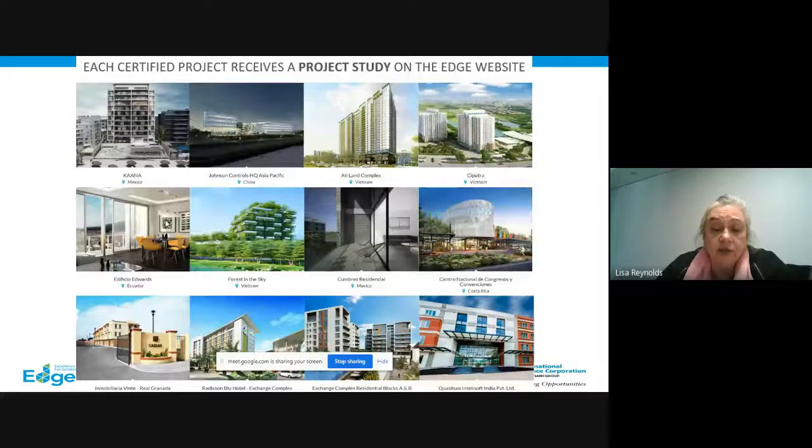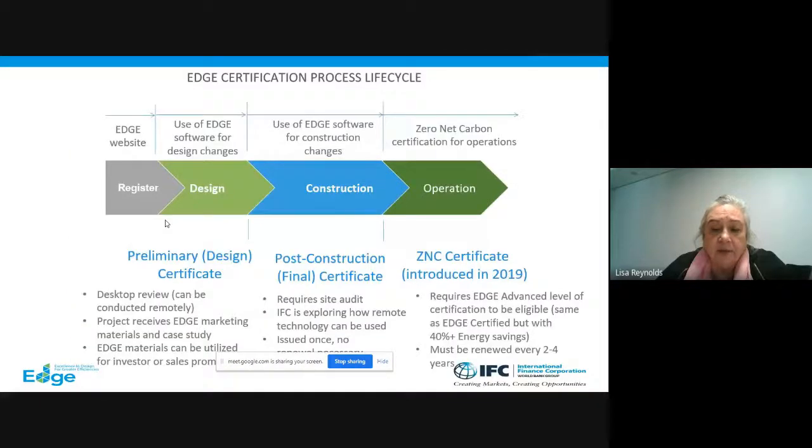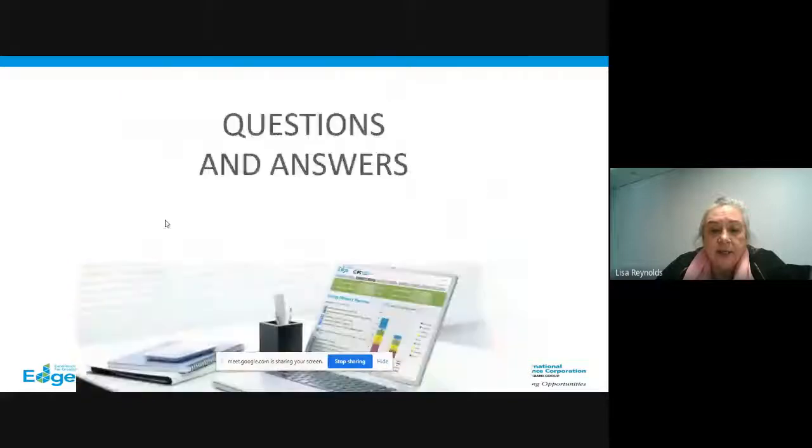These are just some other EDGE certified buildings that are around. I'm not going to go through the EDGE tool now.